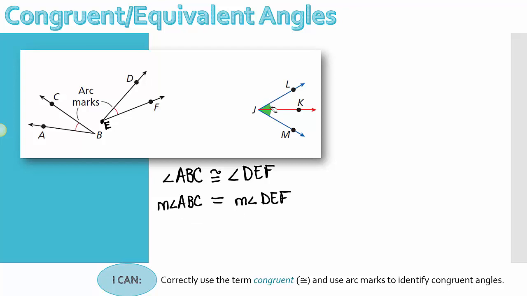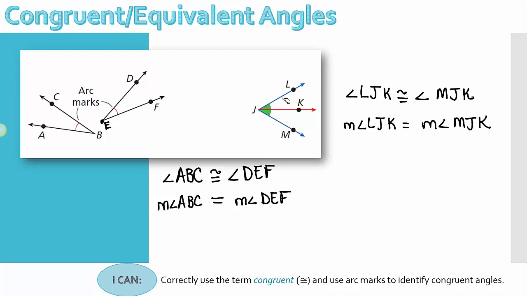So here, because we have this green here and this green here, we would say that angle LJK is congruent to angle MJK, or the measure of angle LJK is equal to the measure of angle MJK.